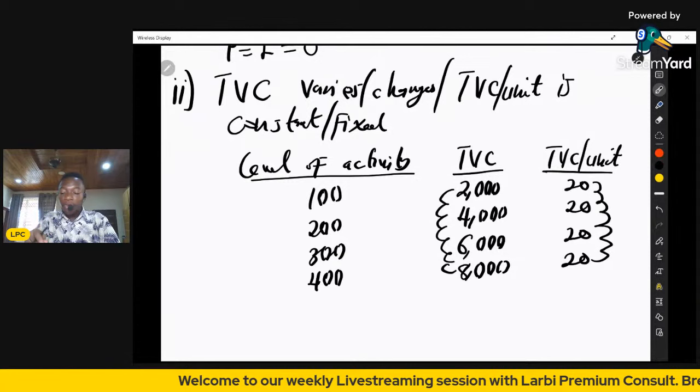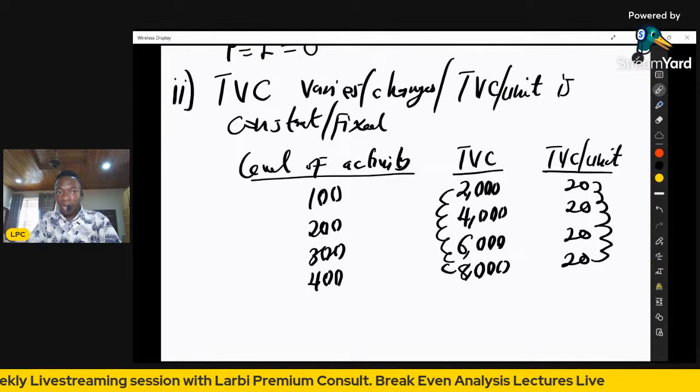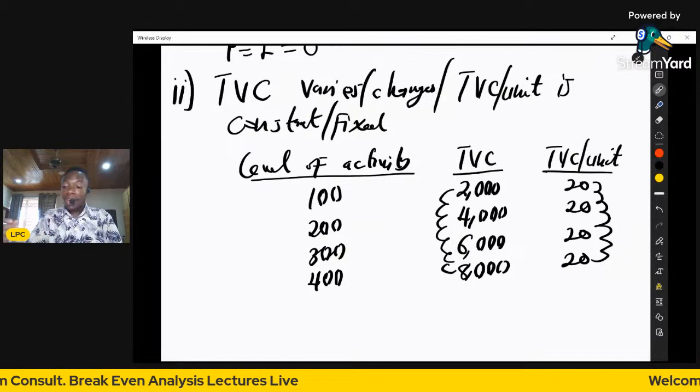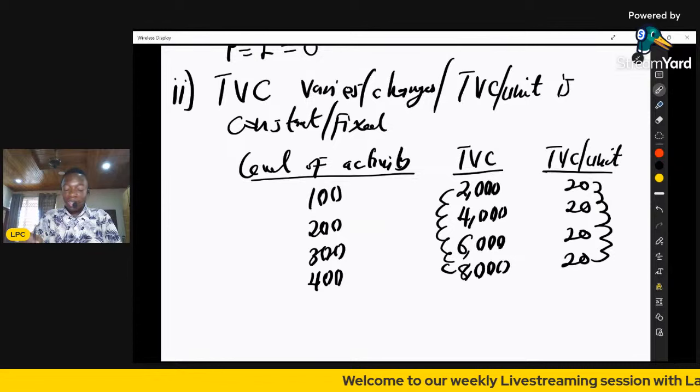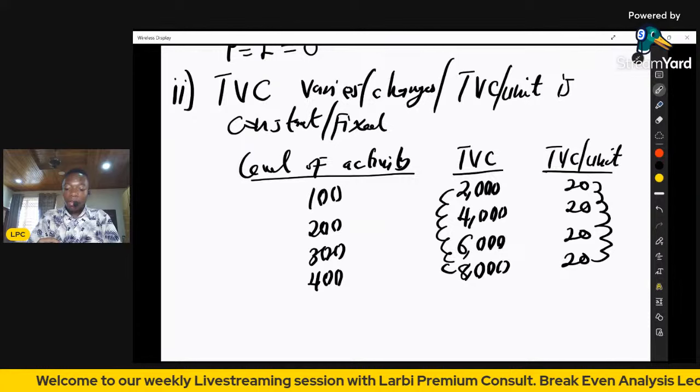Now, what is the meaning of this? If you want to go further to explain this, you can even plot it, and you can clearly see that total variable cost changes, as the values keep on changing, because of the level of our output or the level of activity, but the total variable cost per unit is fixed.